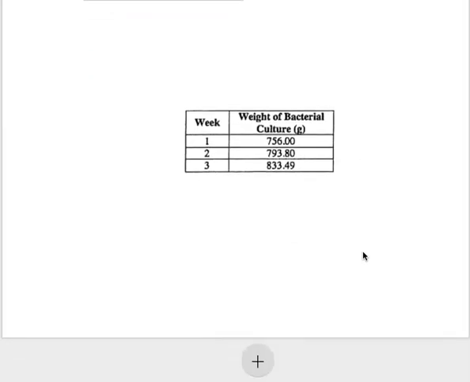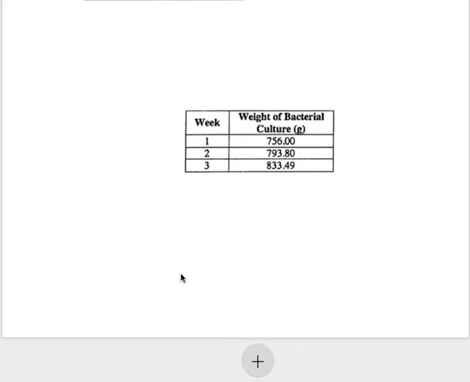All right, let's look at another example. Here I have a table, and I'm noticing at week 1 I have 756. That's the weight of the bacterial culture. Then week 2 it's gone up, not very much, and then week 3 it's gone up as well. So I must be multiplying by a number that's larger than 1 since it's increasing. I don't have my starting value in this problem, so I'm going to switch gears and find my multiplier first.